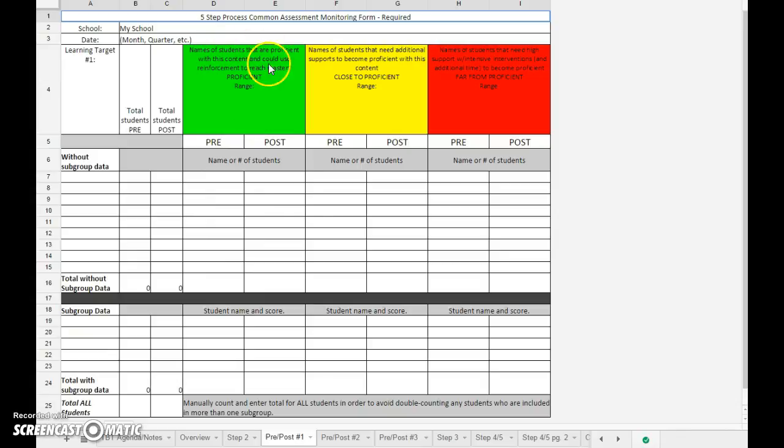This is our pre and our post. Buildings may put names of students or the number of students. That is a building's decision. Let's look at a completed one.